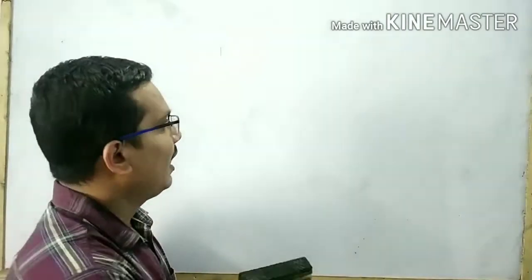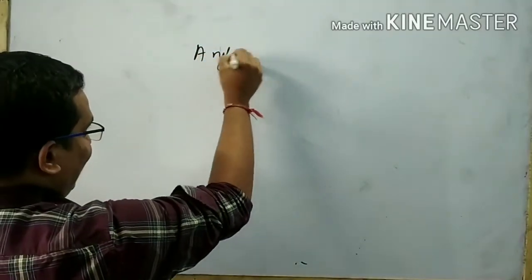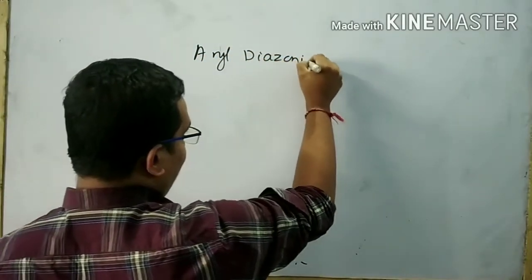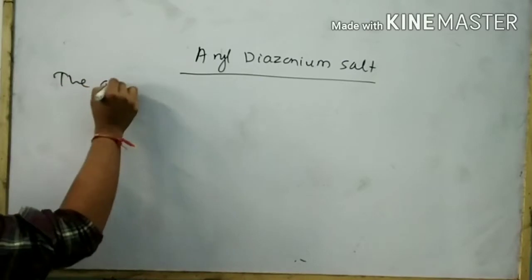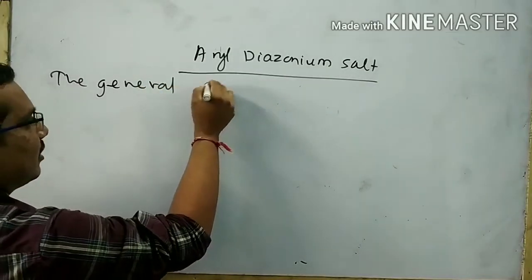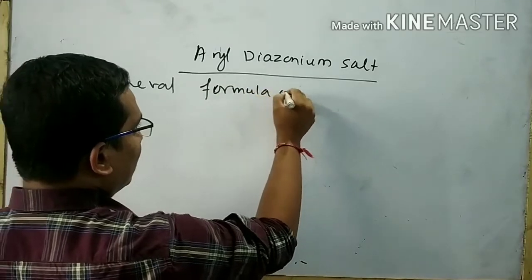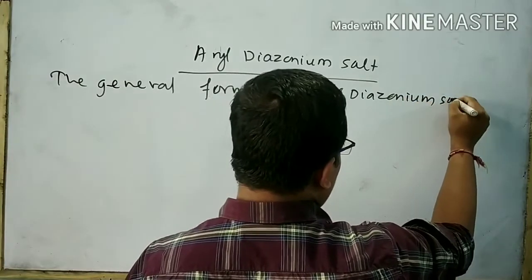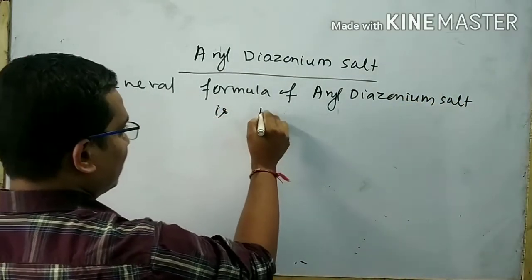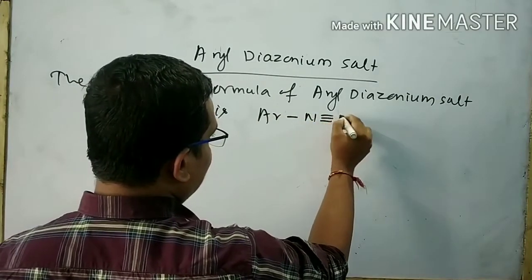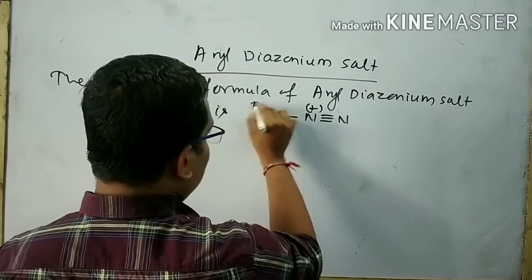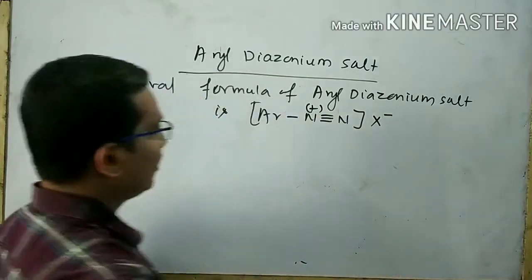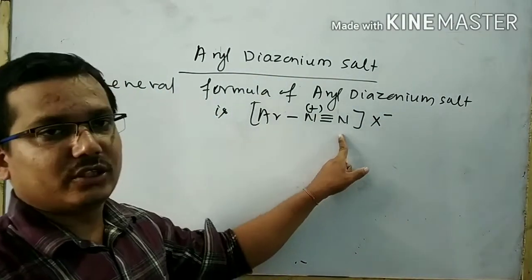Dear student, now I will discuss a new chapter, that is aryl diazonium salt. The general formula of aryl diazonium salt is this. This is the general formula of aryl diazonium salt.